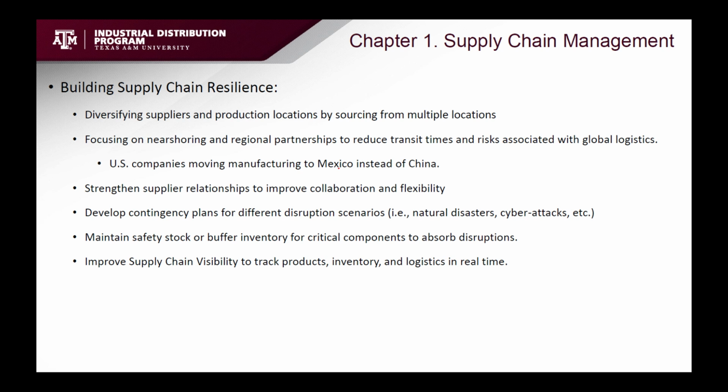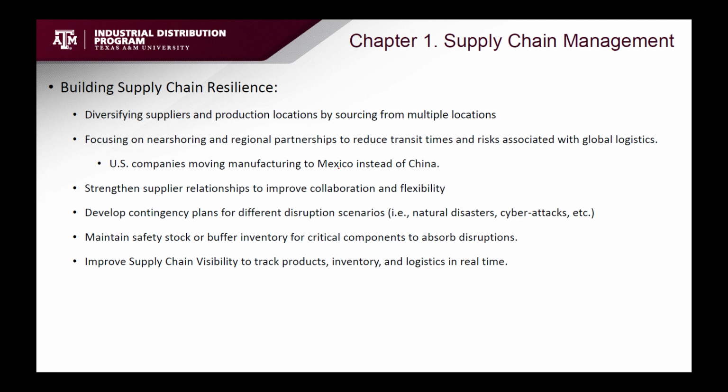Second, nearshoring and regional partnerships. This is a major trend right now. A lot of US companies are moving manufacturing from China to Mexico to shorten transit times and reduce political risk. And Texas, by the way, is one of the biggest beneficiaries of this trend. Third, strengthen relationships with the suppliers you've got. Resilience isn't just about backups, it's about deep collaboration so that when problems hit, you solve them together.